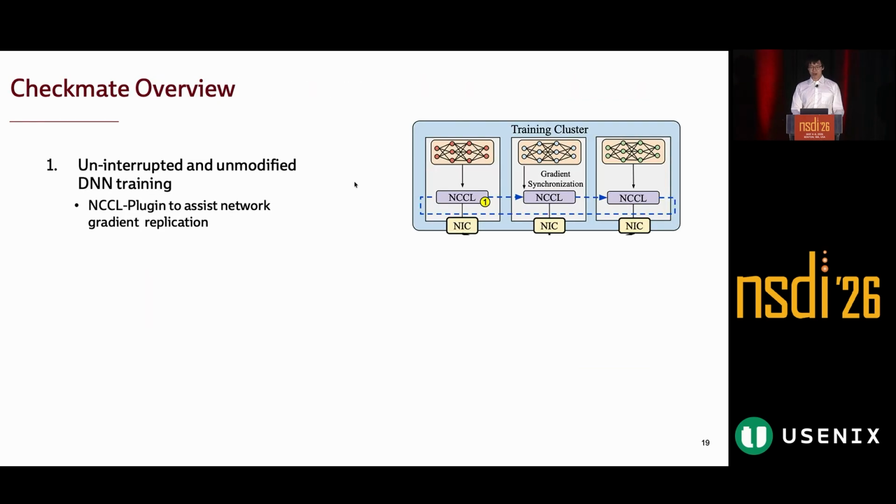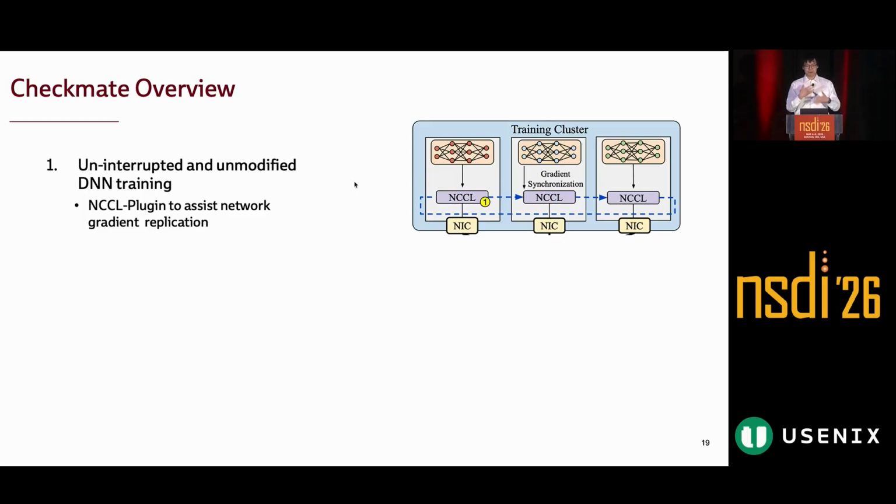Checkmate uses 3 components. At the top here are the training nodes running unmodified DNN training code. These training processes use NCCL, NVIDIA's communication library for gradient synchronization. And we only need to implement an NCCL plugin at the training side in Checkmate to assist replication of the gradient with tagging. And as a result, the checkpointing process remains transparent to the training process.